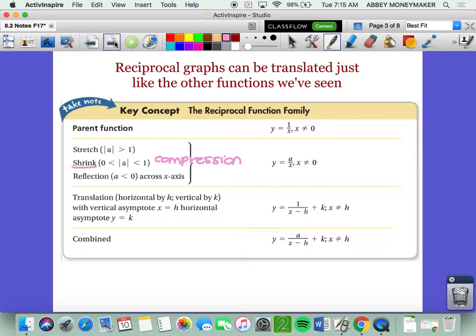So that h tells you your horizontal transformation, and again, it's the exact same thing that we've looked at. That x minus h, we've been looking at that for a while now. And that k value tells you your up or down transformation. Now, there's a new word presented here. It's called an asymptote.